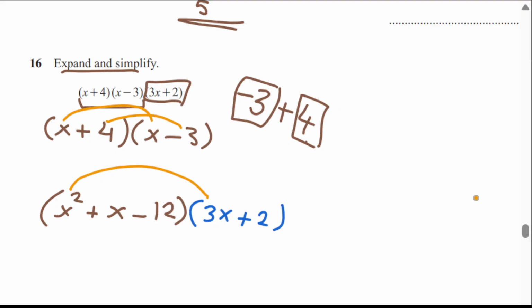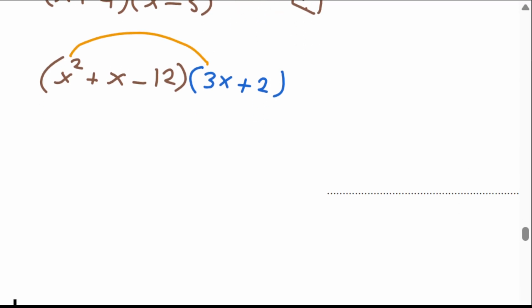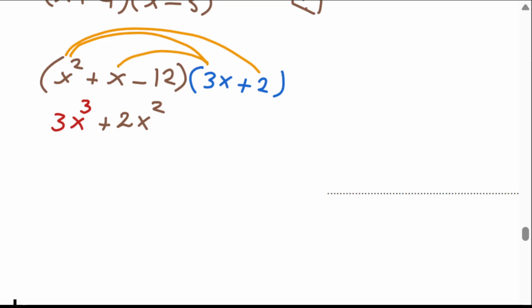x squared times 3x is 3x to the power of 3. And then x squared times 2 is plus 2x squared. And then we finish with that. So x times 3x is plus 3x squared. And then x times 2 is plus 2x. This is fun. It just needs you to be awake, as I said.